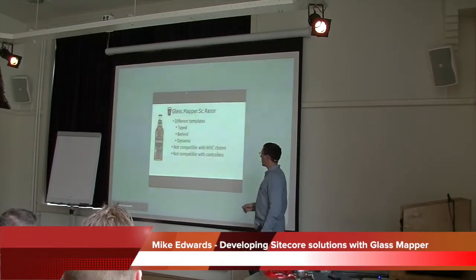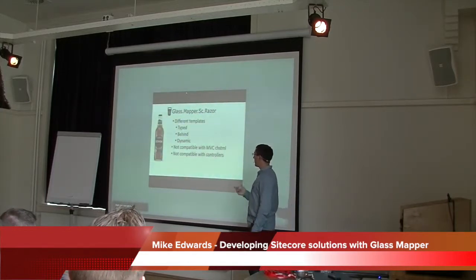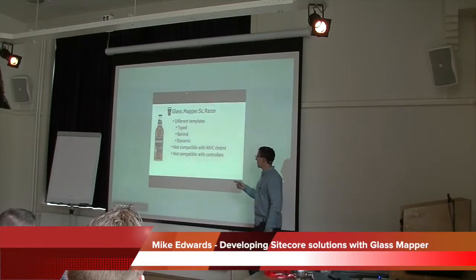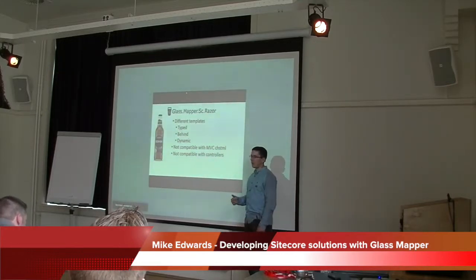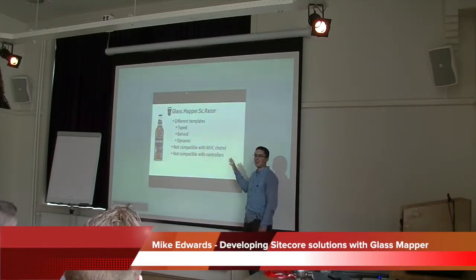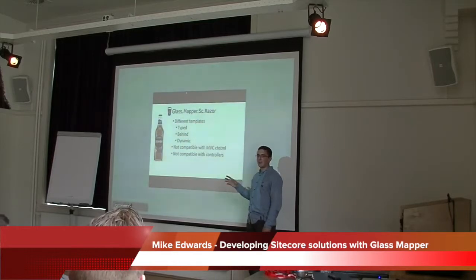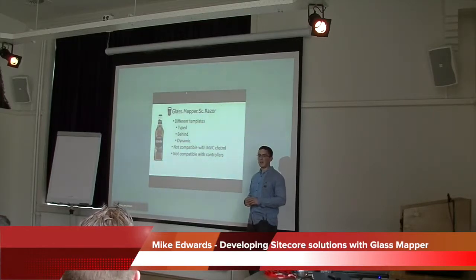So as I said, there are 3 different types. We have the typed, behind, and dynamic. One thing to take note of is the fact that, although they're CSHTML pages, they're not compatible with MVC in the sense that I can't call them as a partial. So they have to be defined in the presentation layer of your item. They can't be called from somewhere within the MVC actual framework itself on an MVC page.